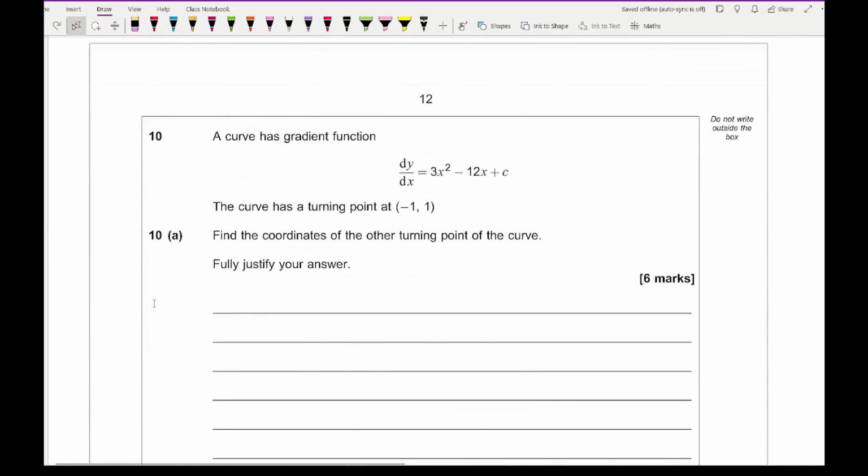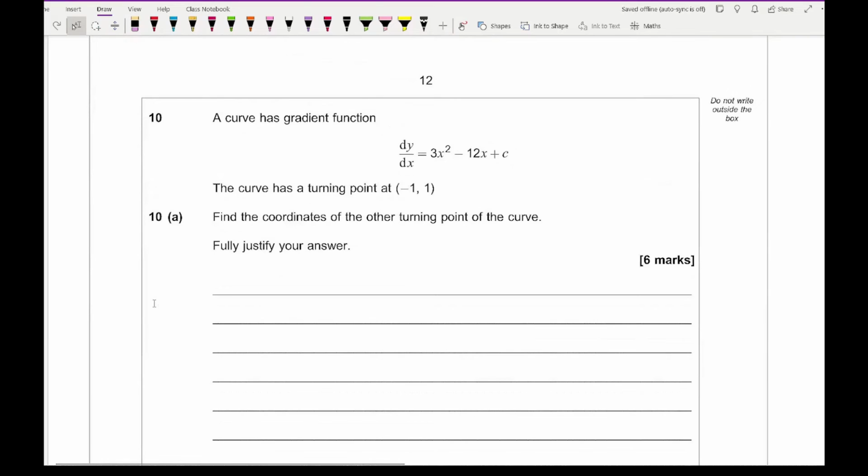And then moving on to question 10, it says that a curve has the gradient function of dy dx equals 3x squared minus 12x plus c, and the curve has a turning point at (-1, 1). Find the coordinates of the other turning point of the curve. Fully justify your answer. Now, the reason why it says fully justify your answer is because if you've got access to a graphic calculator, what they don't want you to do is to plot it and then use your calculator with very little working out, particularly when the question is worth 6 marks.